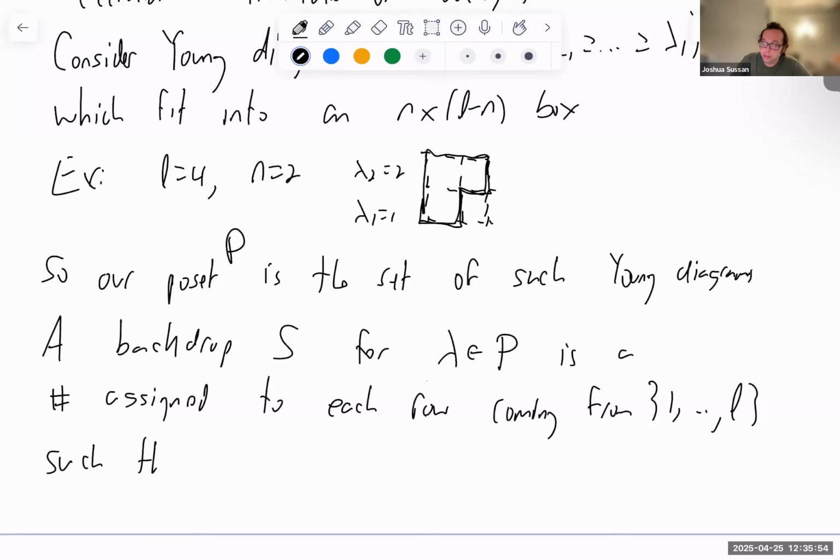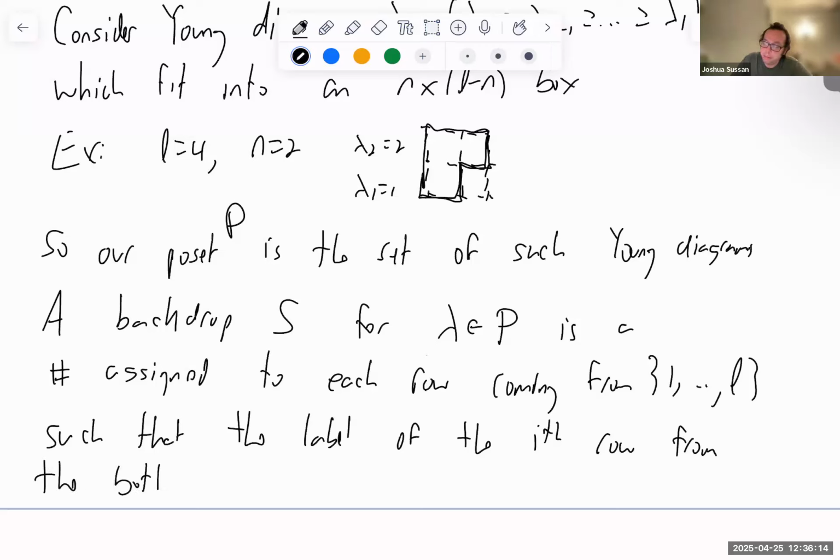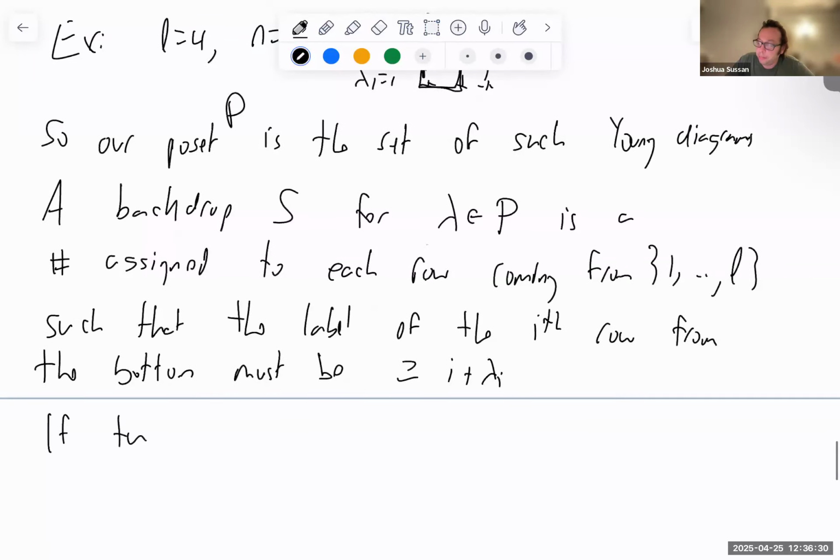Such that the label, and I'll give you an example in a second, I know this is a lot of words, such that the label of the ith row from the bottom must be greater than or equal to i plus lambda i. Okay, and before I give some examples, I should say if two rows have the same label, use subscripts. All right, and I'll give you an example now.